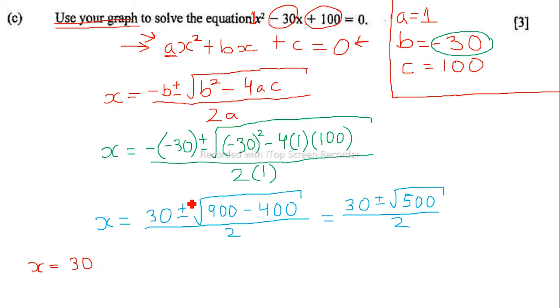So we're gonna choose the positive one. 30 plus the square root of 500 over 2.